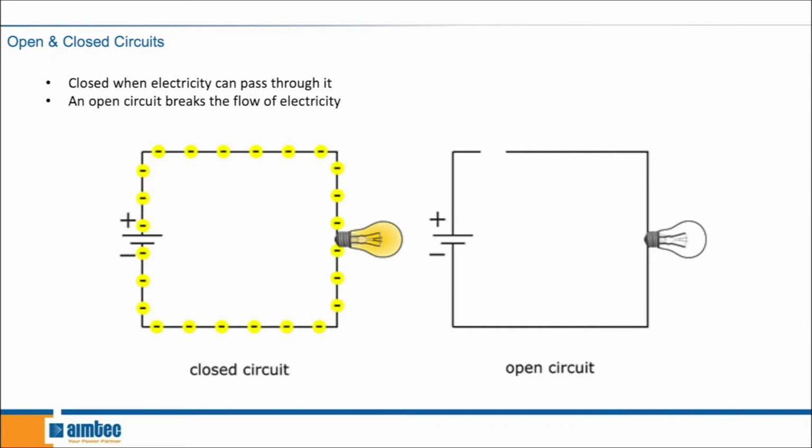Now we'll briefly talk about open and closed circuits. A circuit is considered closed when the electricity or the current can actually pass through it. So that would be the diagram on the left. As you can see, we have our battery and a light bulb, and when the circuit is closed, the light bulb turns on. An open circuit breaks the flow of electricity. So on the right, we have no flow of current because the circuit is open. And a simple way to open and close a circuit is a switch, or you can think of a light switch.